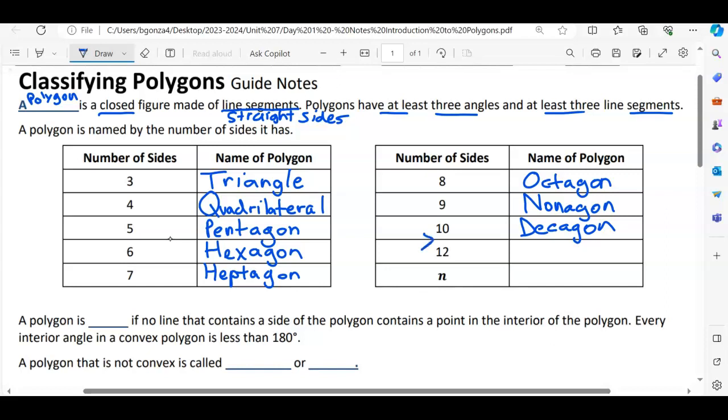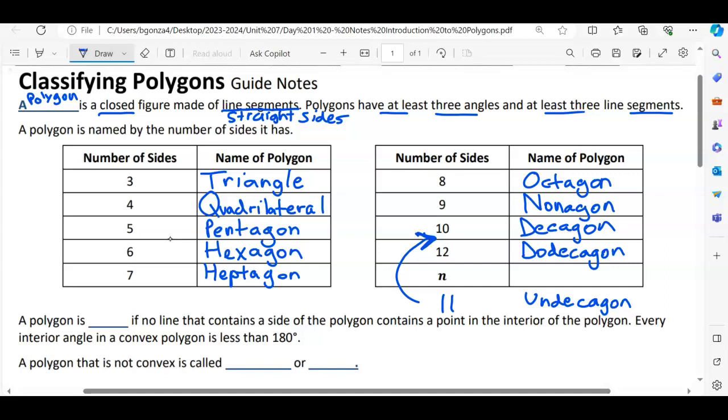So I'm gonna make a little note here. Draw an arrow right in between 10 and 12, and I'll give you 11 for funsies down here. Okay, 11 is an undecagon. Maybe you can remember that it's uno more than a decagon. Undecagon. And 12 is a dodecagon. Dodecagon. Almost like dos more than a decagon. Doesn't perfectly work, but undecagon is 11, dodecagon is 12.